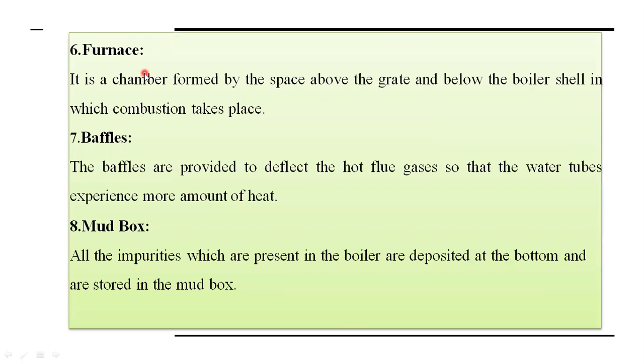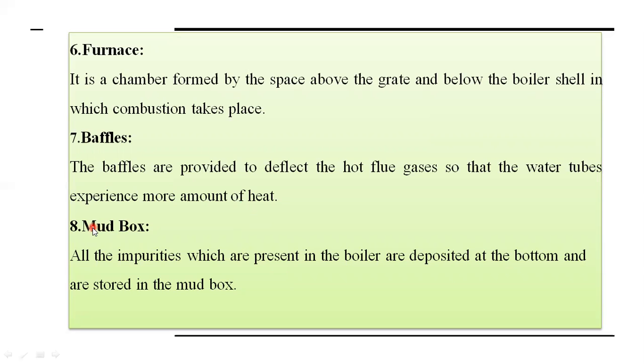The next one is the furnace. The furnace is the chamber formed by the space above the grate and below the combustion chamber or the boiler shell. This furnace is also called a firebox. Now the next part is the baffles. Baffles are provided to deflect the flue gases, or the hot gases generated after combustion of fuel, towards the water tubes. Also, the residence time of the flue gases over the water tubes is increased by the help of these baffles, and you can also deflect their direction.